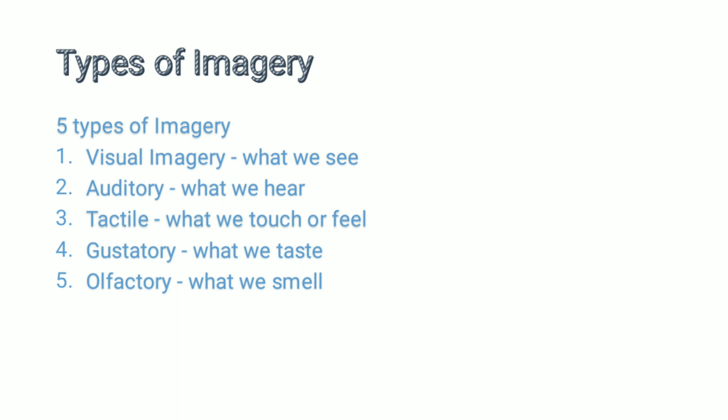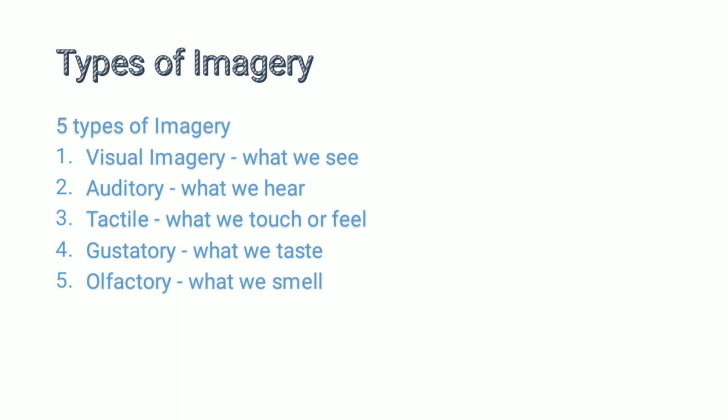What are the types of imagery? Basically, imagery contains 5 types. Number 1, visual imagery. What we see is known as visual imagery. Number 2, auditory imagery. What we hear is auditory. Number 3, tactile imagery. What we touch or feel is known as tactile imagery. Gustatory imagery. What we taste is known as gustatory imagery. Olfactory imagery. What we smell is concerned with the olfactory imagery.